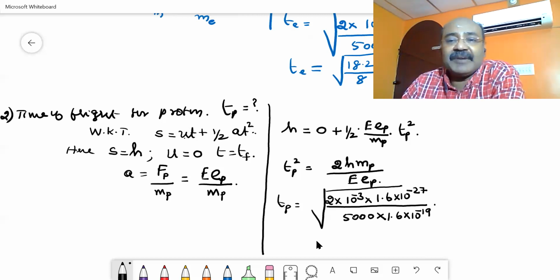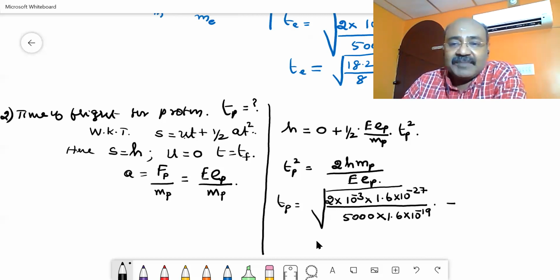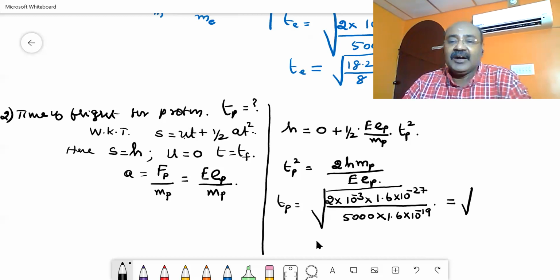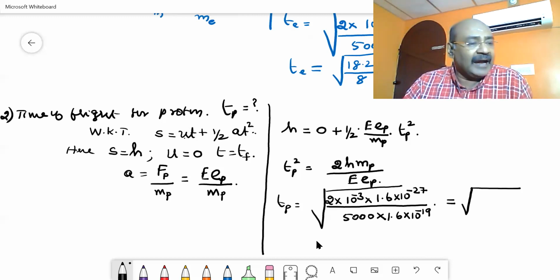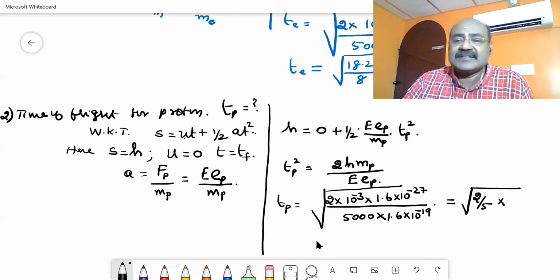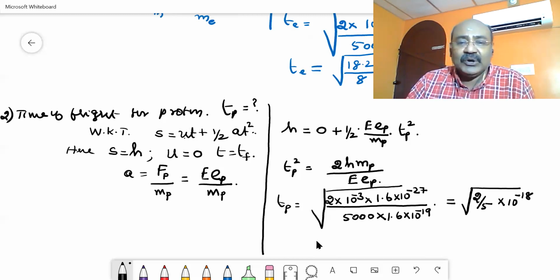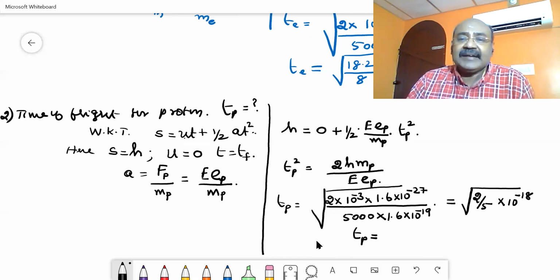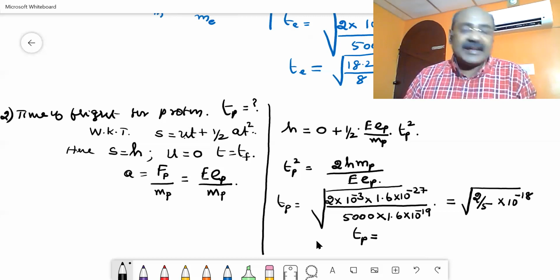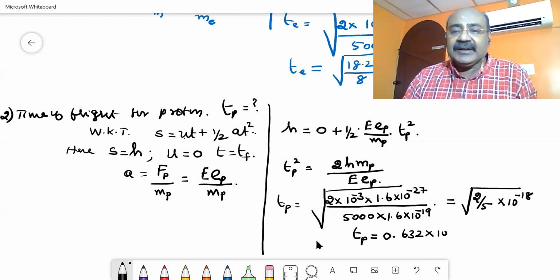Simplify. What will be the answer? On simplifying, the 10 power minus 19 and 1.6 all get cancelled, and you will get root of 2 divided by 5 into 10 power minus 18. So on simplifying this, the time period or time of flight for the proton is 0.632 into 10 to the power of minus 9 seconds, which is 0.632 nanoseconds as the answer.